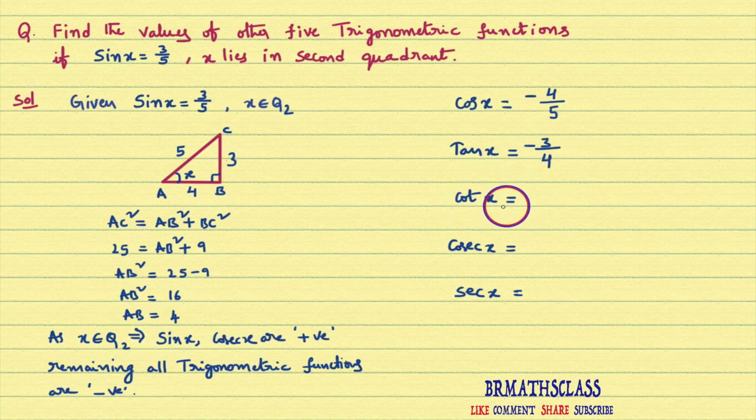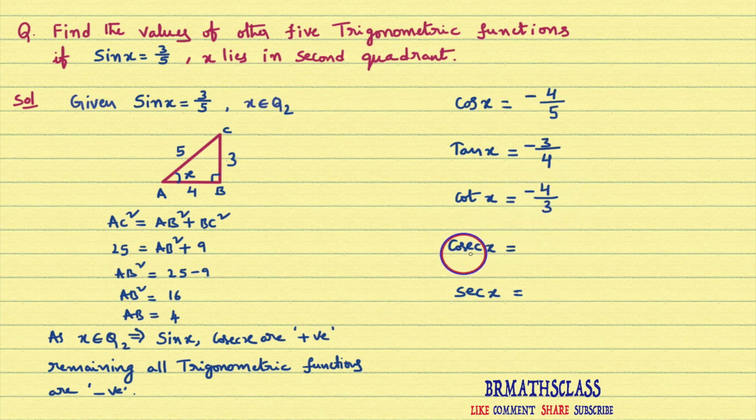Now cot x. From the definition, cot x is defined as adjacent side, which is 4, divided by opposite side, which is 3. As x lies in the second quadrant, cot x is negative. So you will get minus 4 by 3.